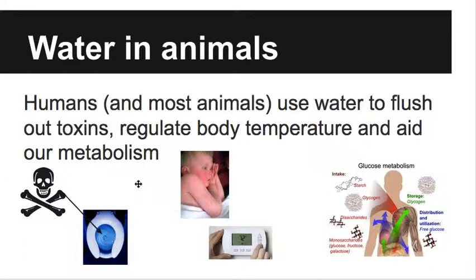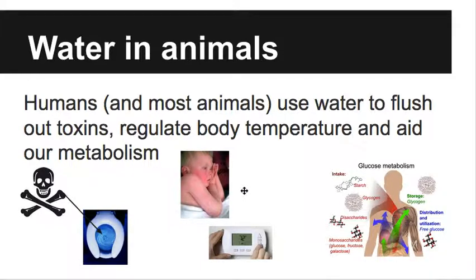Some other things happen especially in animals, but this type of thing can happen in some plants too. You have toxins that your body either consumes or you breathe pollutants in through the air, and you need to get rid of those things. So water helps to flush your system. It's very healthy to drink water to help flush the toxins out of your system.